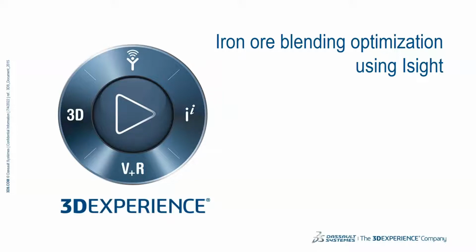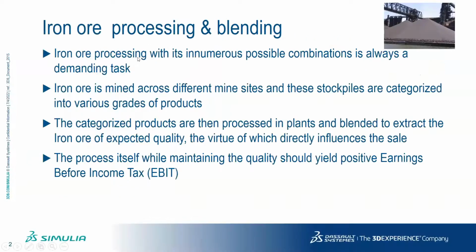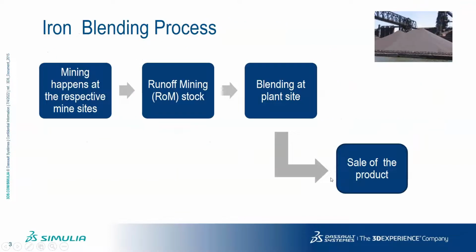Just to show you that Isight is not just for regular simulation activities, but you can use it in multiple disciplines as well. This is mostly on iron ore processing and blending. Iron ore has innumerable possibilities of combinations that are required, and if you want to achieve the best earnings, which combination is good? If you want to understand that, you can do it in Isight as well. This is just the flow chart of how it's done.